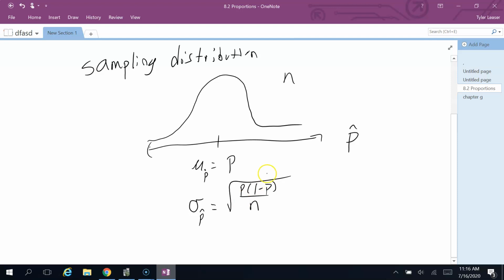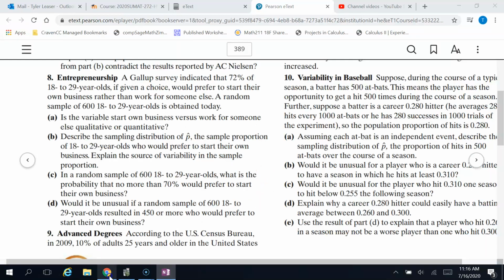Okay, given this information, let's go and answer a quick question in the book. So this is on the next page, 389, number 8 here. A Gallup survey indicated that 72% of 18 to 29-year-olds, if given a chance, would prefer to start their own business rather than work for someone else. A random sample of 600 18 to 29-year-olds is obtained today. So this time, is the variable qualitative or quantitative? This time it's qualitative. It's qualitative because it's just a yes or no question, right? Would you prefer to start your own business? Either yes or no, a qualitative measure.